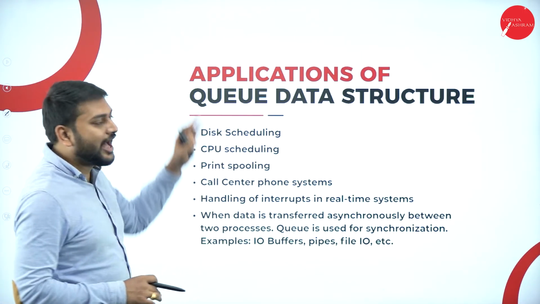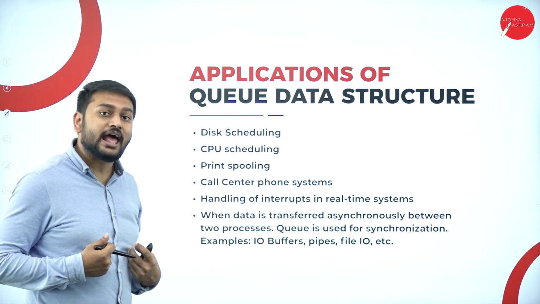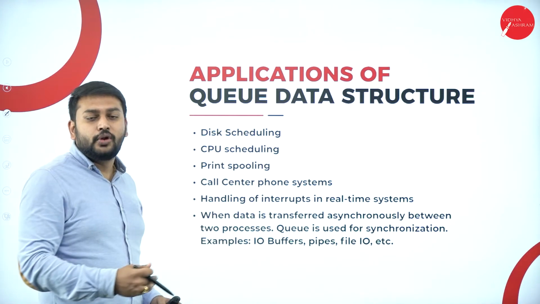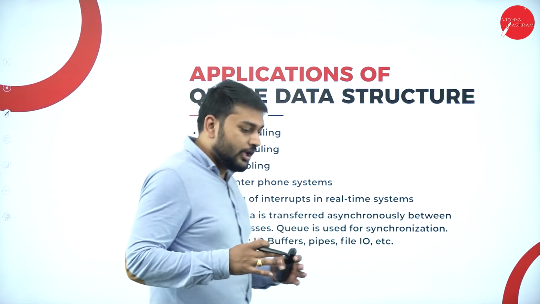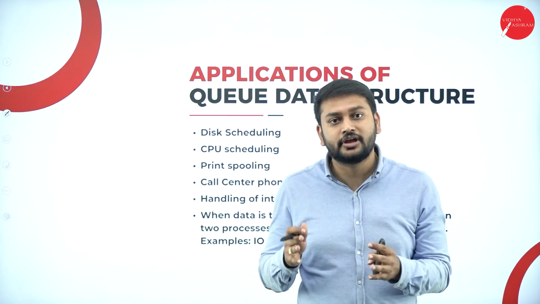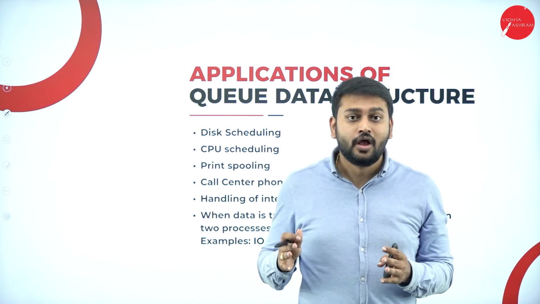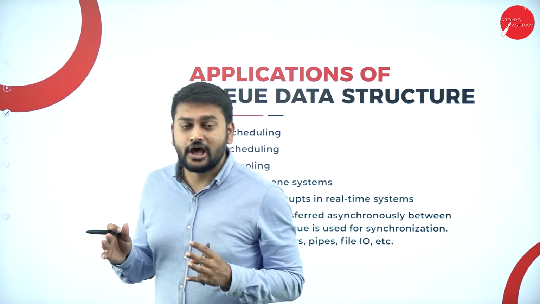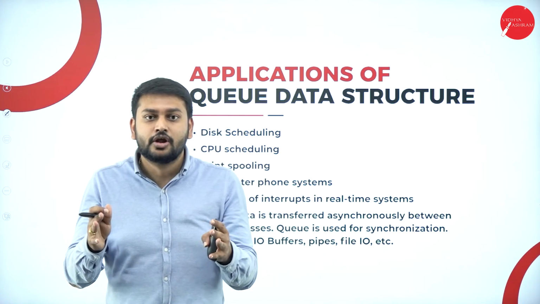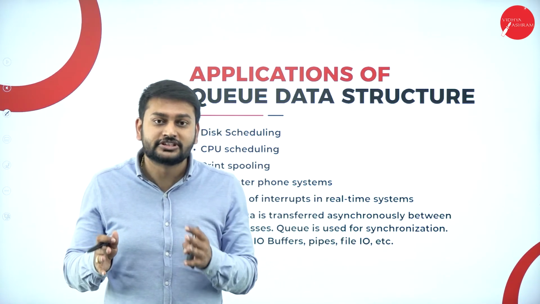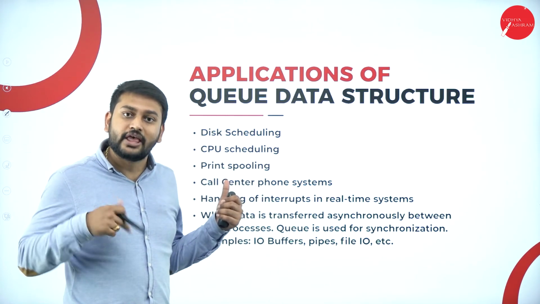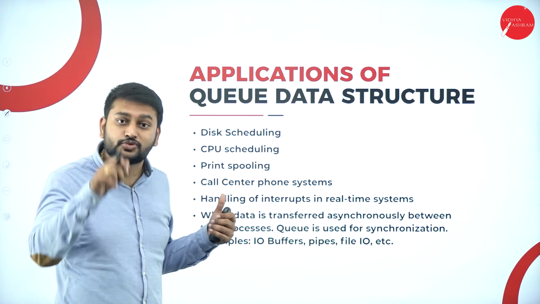Moving forward to the applications, where exactly can I apply this concept? During CPU scheduling, the CPU will have a lot of processes which will be running. Imagine I have one processor, but I will have millions of processes which need the processor. So who should go to the processor first? I will be deciding with the help of the concept called queue. There I will be using the concept called queue. That's what you need to remember.